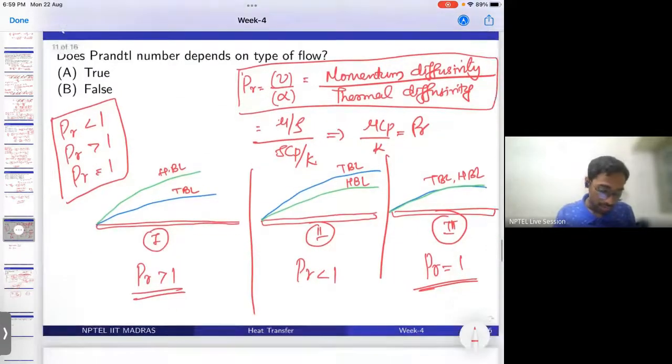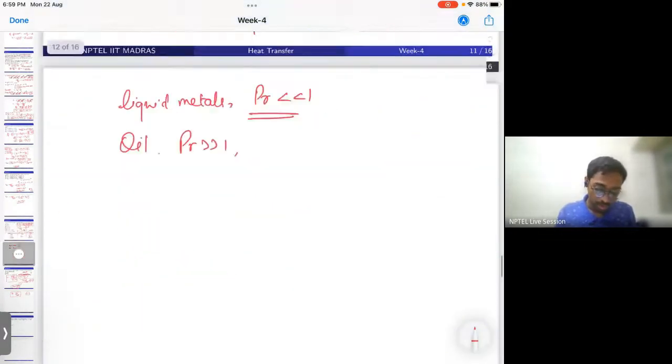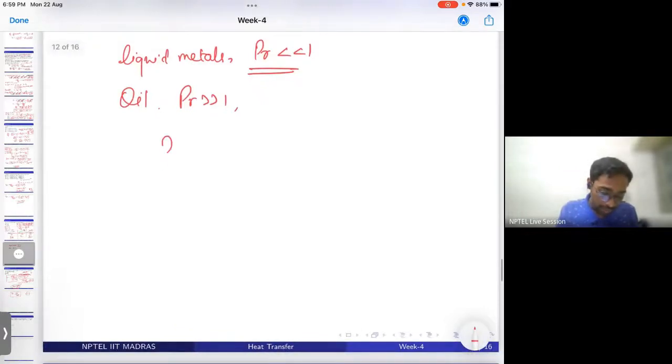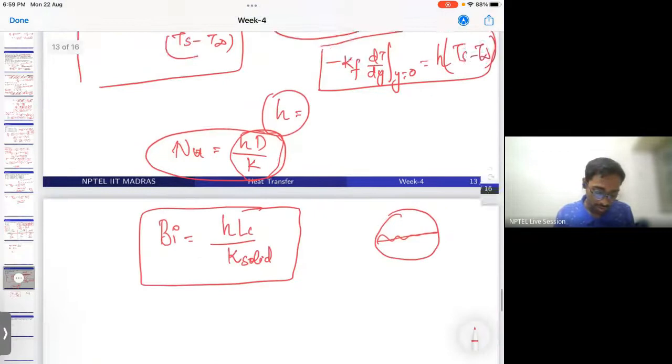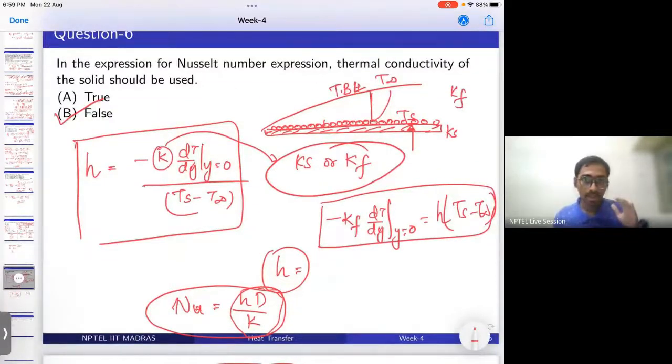Sorry, this sixth question I did completely. So this depends on the type of flow. So the Prandtl number is actually a, sorry, I'm jumping back. I will first finish this question. I hope this is clear. In the Nusselt number, the thermal conductivity of the fluid should be used.